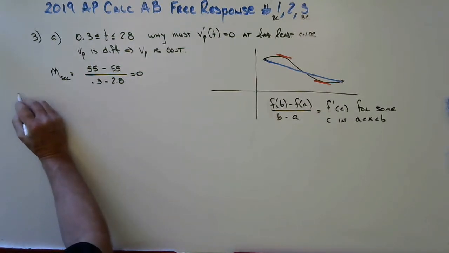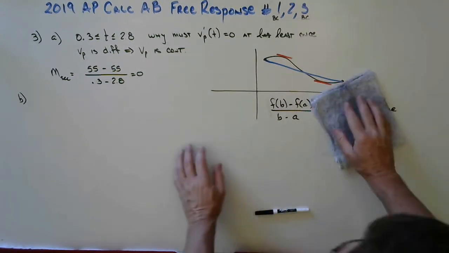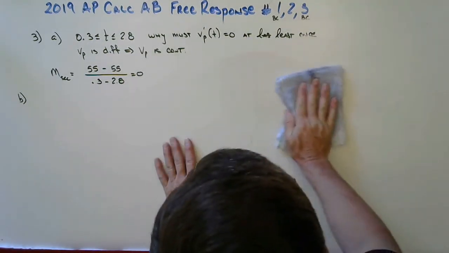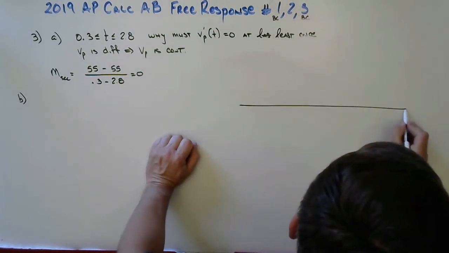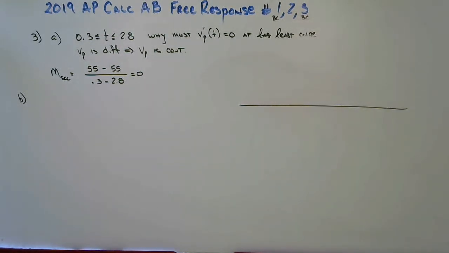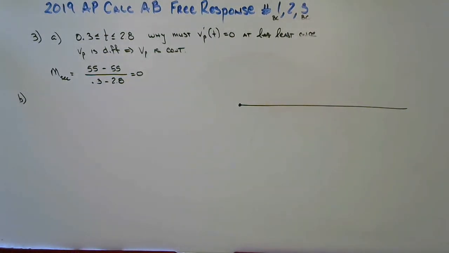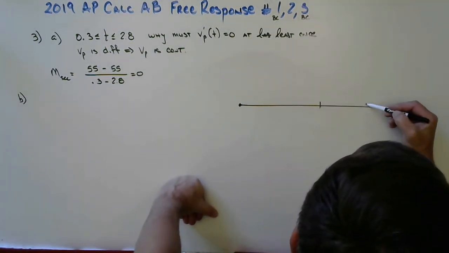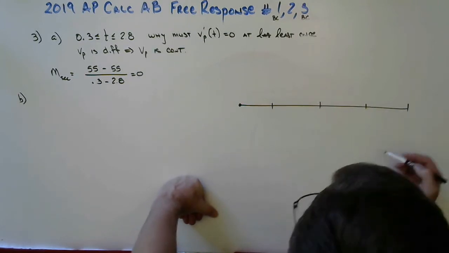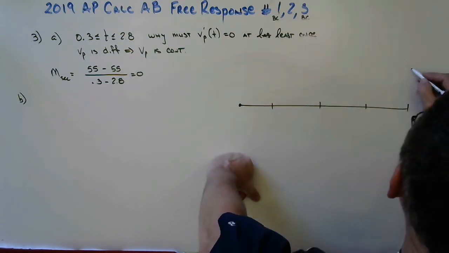Part B. Use the trapezoid sum with the 3 subintervals. Okay, so I'm going to erase this little mean value theorem drawing we did here. We're going to put down our x-axis. We start at 0, and at 0 we're 0 high, and we go all the way to 4. So we have 1, 2, 3, here's 4. At 4, we're 48 high. So we'll just call this 48.